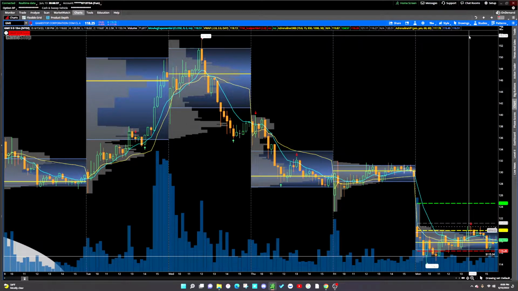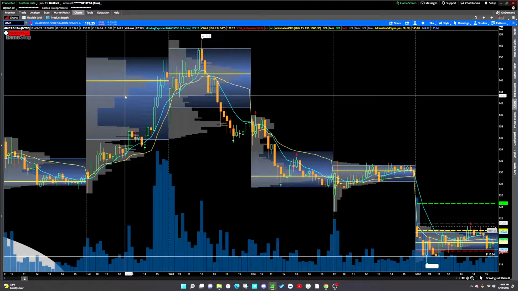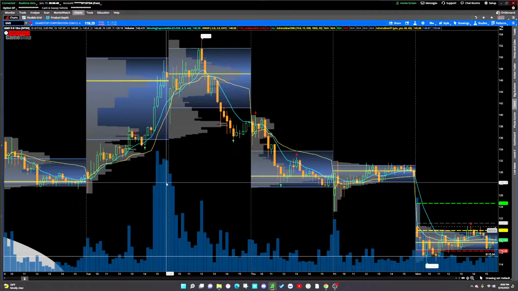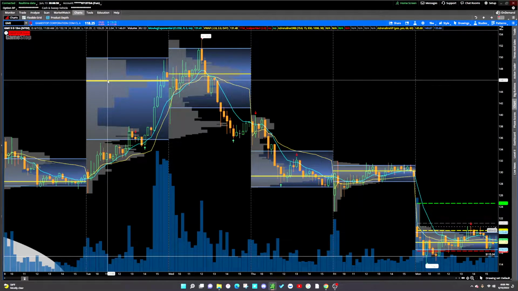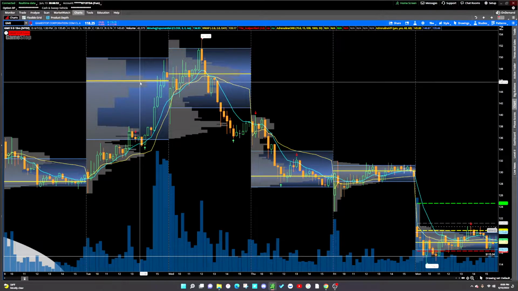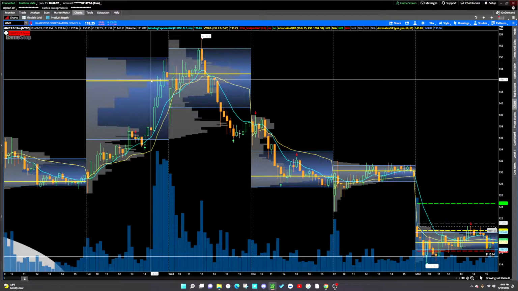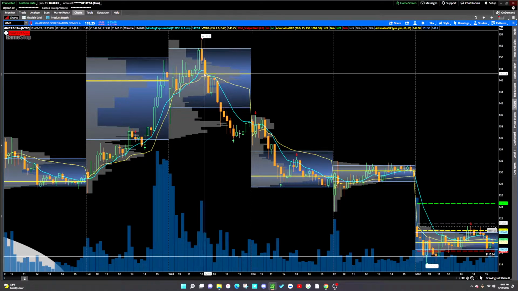Now, there's this type of volume profile that I have as well, and this will break down the days individually. So this area right here, even though we broke out, most volume of shares was traded at this higher price point for the day. And then the second we got below the next day's point of control, it'd be a good short.